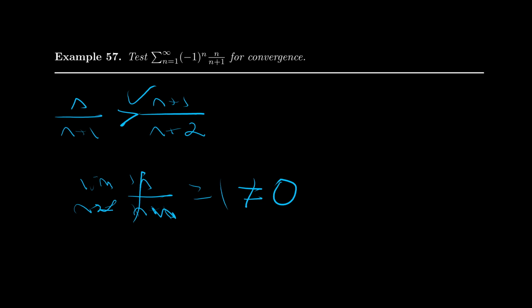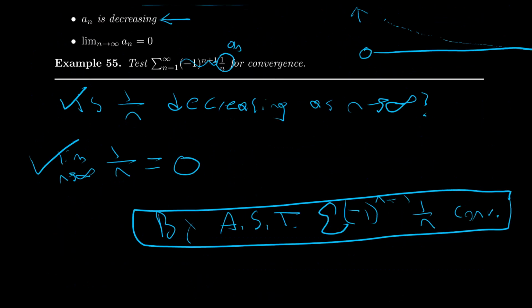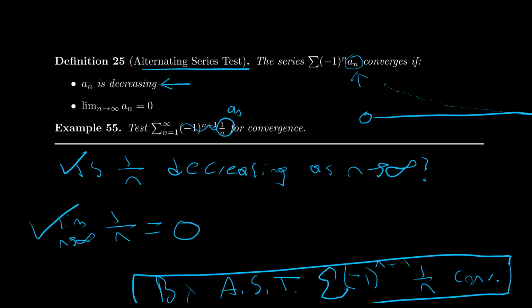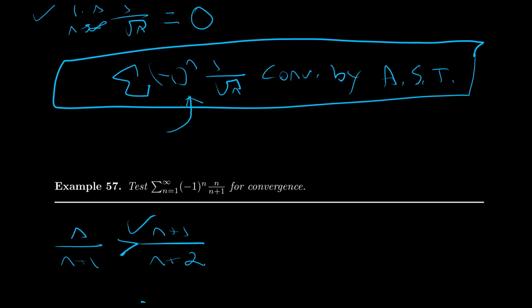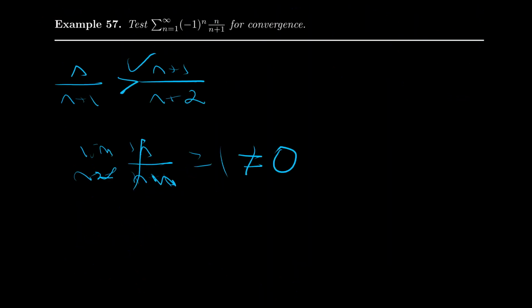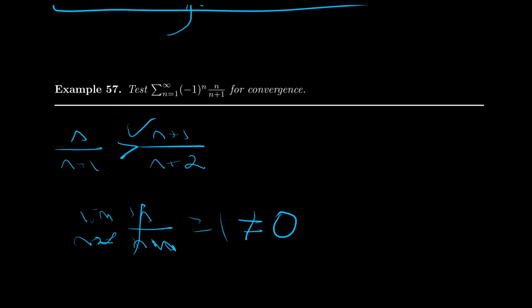So what do we say? Let's zoom back up. What does it say? It says the series converges if these things are met. So by the alternating series test, we can't conclude anything because this doesn't equal 0.